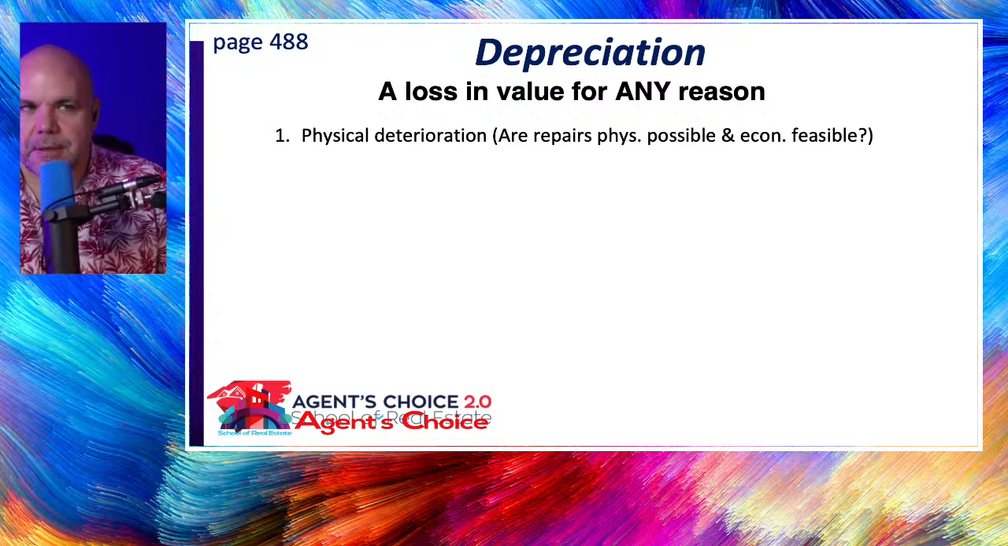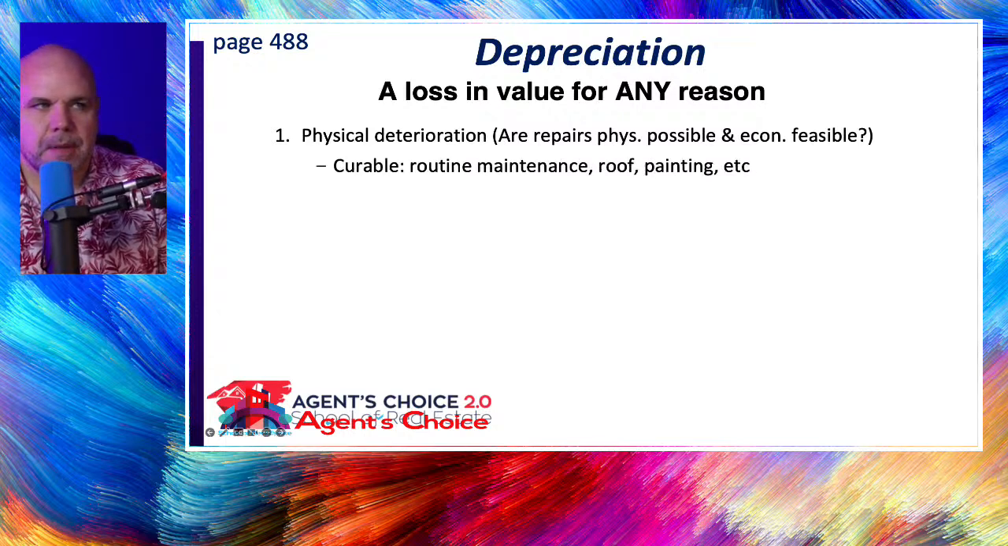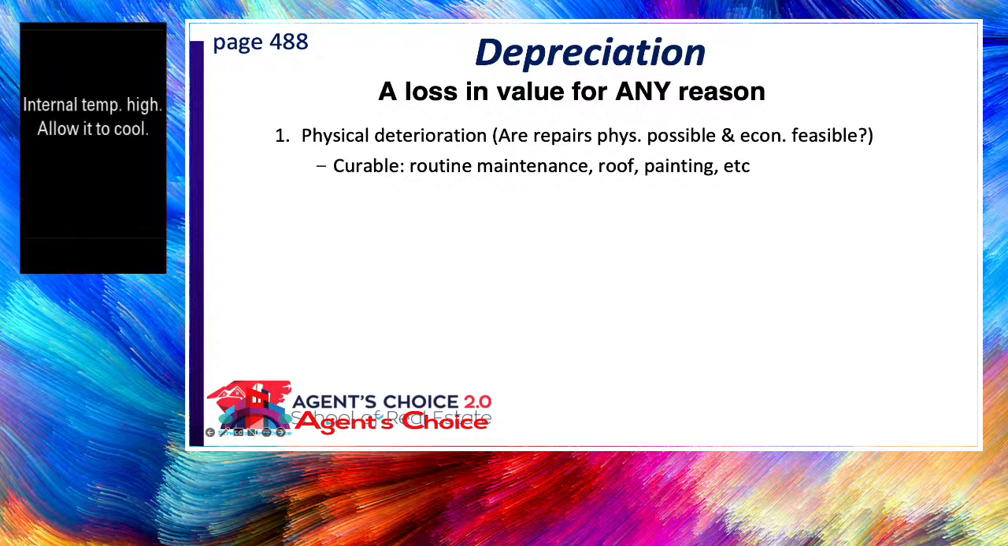Is it worth putting that work in it? Are you going to put $8,000 rims on a $6,000 used car? That kind of thing. Some people would. So is it curable? Routine maintenance, roof, painting, these sorts of things. Can we do something about it? When you see VIP on these slides, that's pretty important. Curable versus incurable. Incurable would be an example of like foundational repairs, load-bearing wall issues.